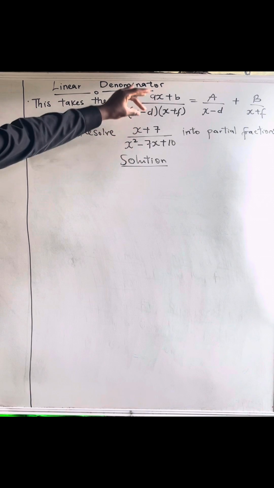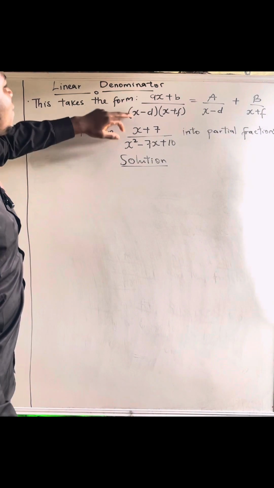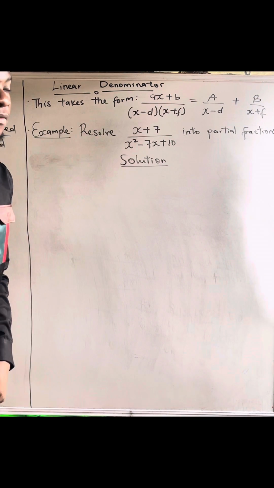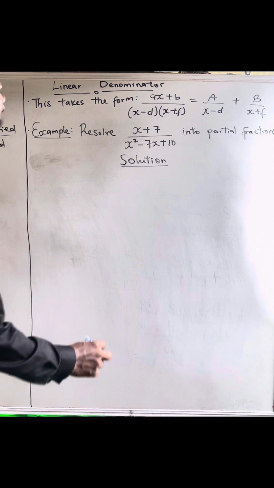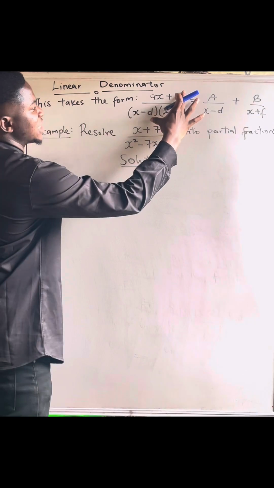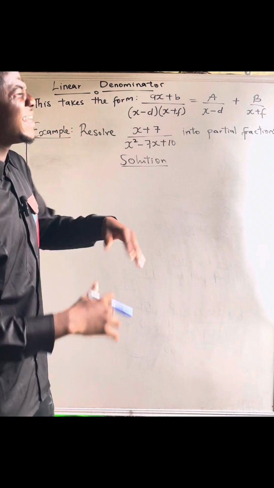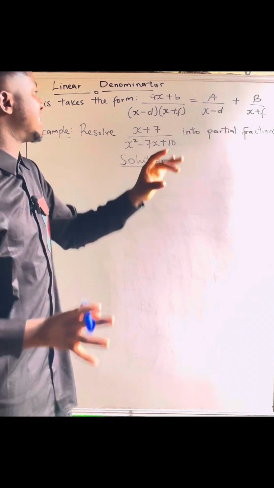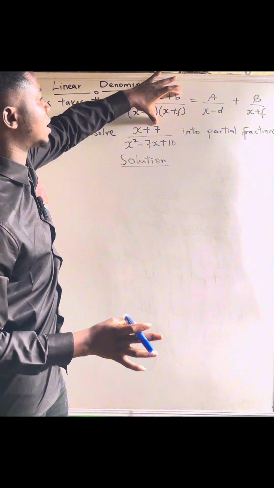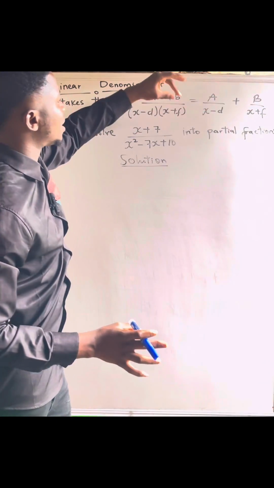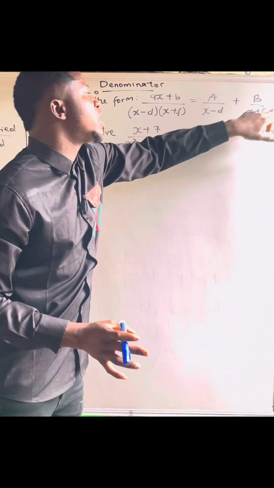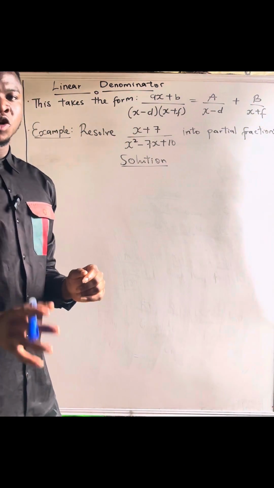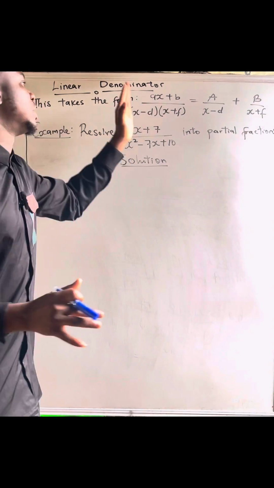So the first form we'll be talking about is linear denominator. This takes the general form of ax plus b all over x minus d, x plus f. This simply means that whenever you have a partial fraction question in this form, you can easily split it into this. It will just turn to A over the first factor plus B over the second factor. So let's look at a particular example in solving this.